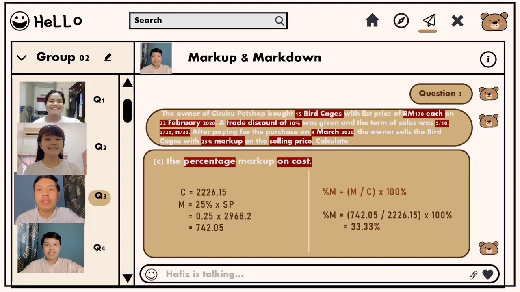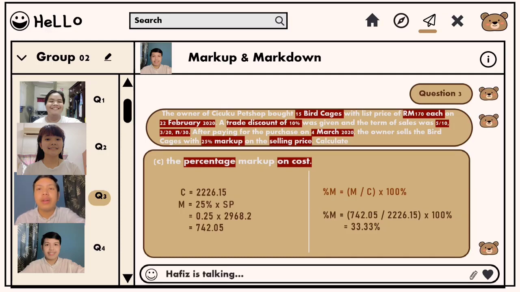How to find a percentage markup on cost: you need to find the cost first. The cost is 2226.15 and the second step is to find the markup, which is 25%. Multiply with the selling price, so it will be 0.25 multiplied by 2968.2 equals 742.05.